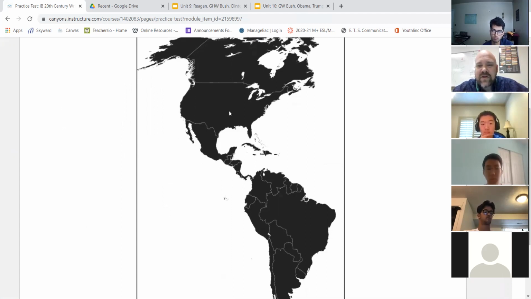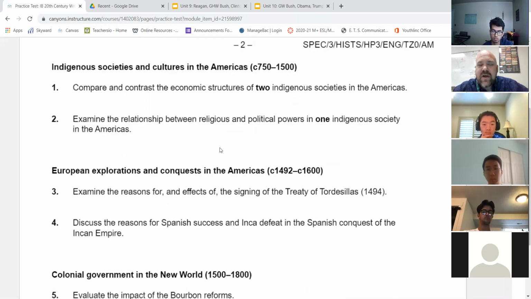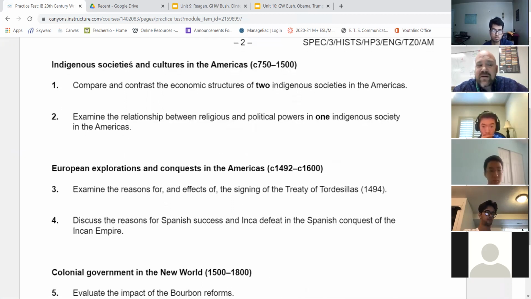Well, let's look through these. Any 3 questions. You can pick any of these. You can look through some of these and you'll see some are going to be very difficult for you, right? The relationship between religious and political powers in an indigenous American culture, that seems very hard. That seems like something that you guys won't be qualified for.